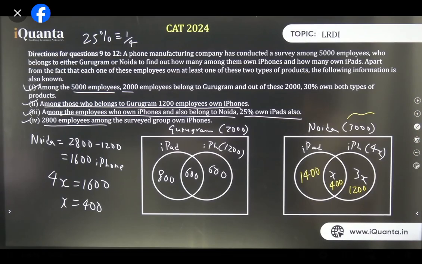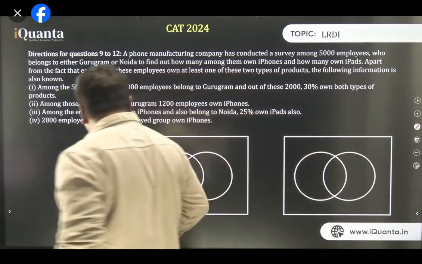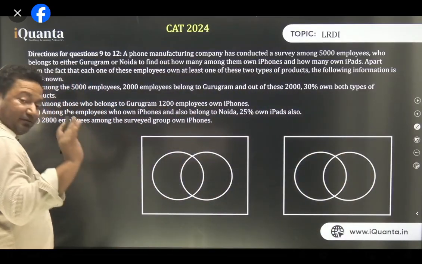Still, there is a problem. Why multiply by 4? Because 25% is 1/4. Let's do one thing, I will do it again. Don't get stressed. Okay, now see very carefully.